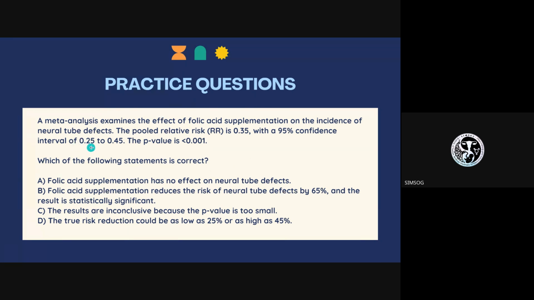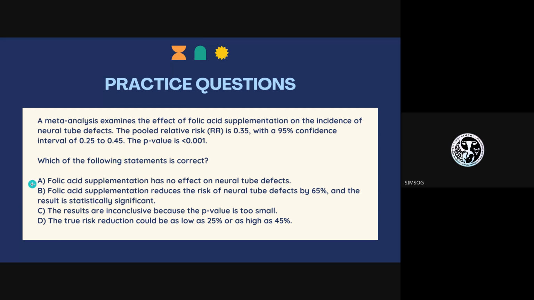And the confidence interval which they are showing is 0.25 to 0.45. Okay, so the reduction could be 25% to 45%. Okay, so we'll go through our statements one by one.